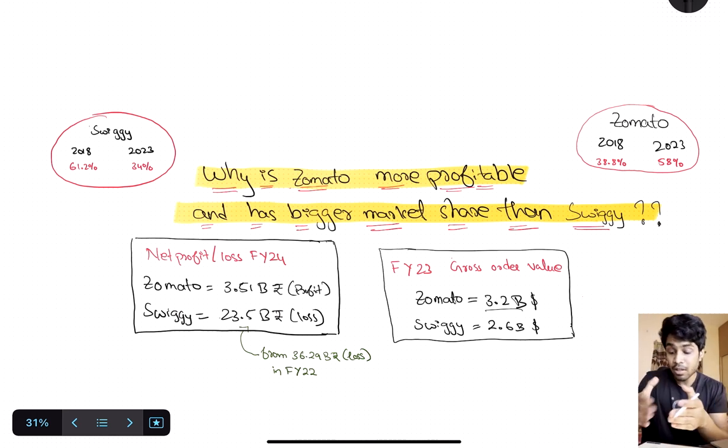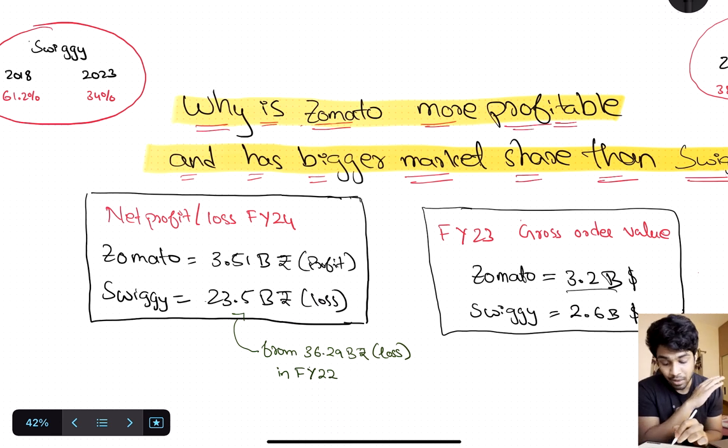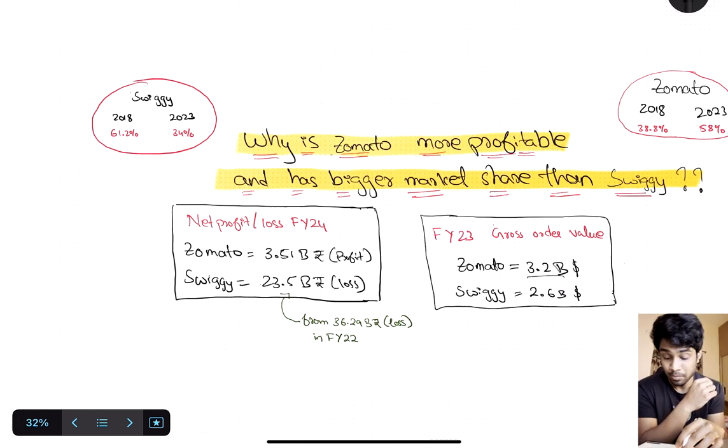And now we're going to go to net profits and losses for the financial year 2024. Zomato has 3.5 billion rupees of profit, but Swiggy has 23.5 billion in losses, like negative 23.5 billion. But it has significantly improved from financial year 2022, because Swiggy had a 36.29 billion loss in 2022. It has decreased to 23.5. It is an improvement, but compared to Zomato, it is nothing. Zomato is in profit, 3.5 billion rupees in profits.